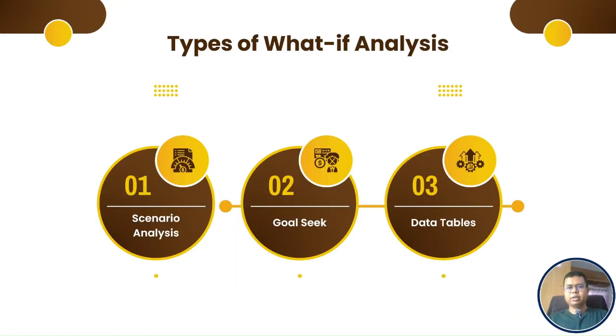Next, how many types of what-if analysis do we usually use? There are three types. Number one, scenario analysis. Number two, goal seek analysis. And number three, data tables. Where can we find these options? In Microsoft Excel, under the Data tab, you will find the option What-If Analysis, and you will see these three options: scenario manager, goal seek, and data tables.